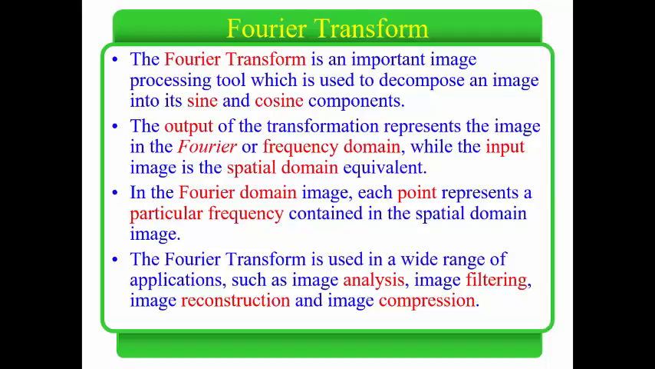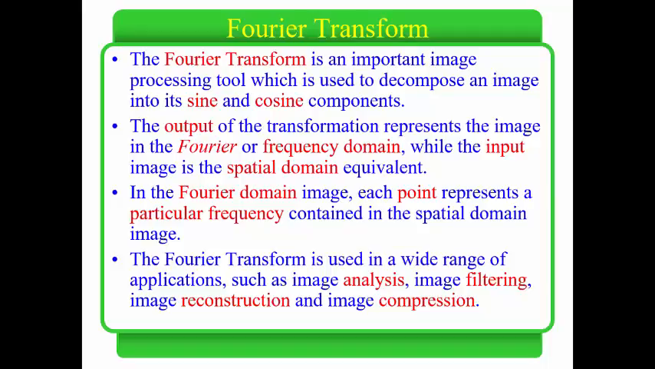So here we say that the Fourier transform is an important image processing tool that is used to decompose an image into its sine and cosine components. So it's a summation of sines and cosines. The output of the transformation represents the image in what we call the Fourier domain or frequency domain. The original image is in the spatial domain. Spatial comes from the word space: I have rows and columns instead of time.